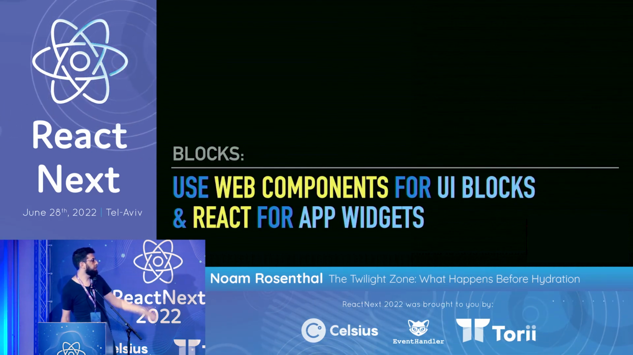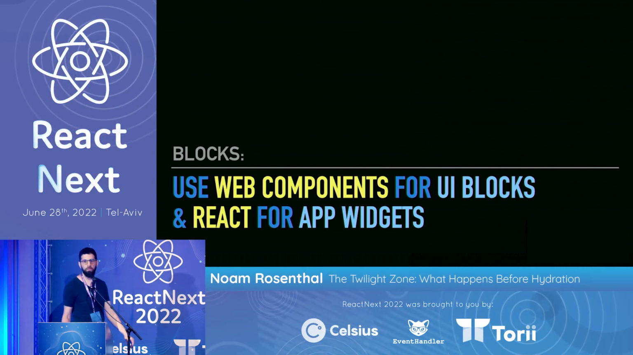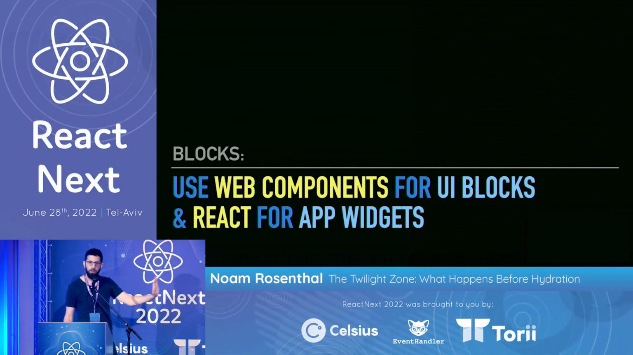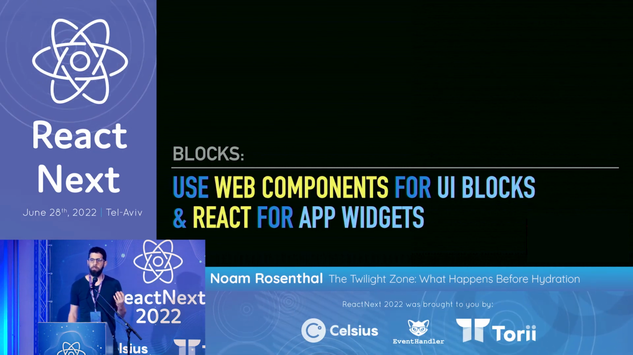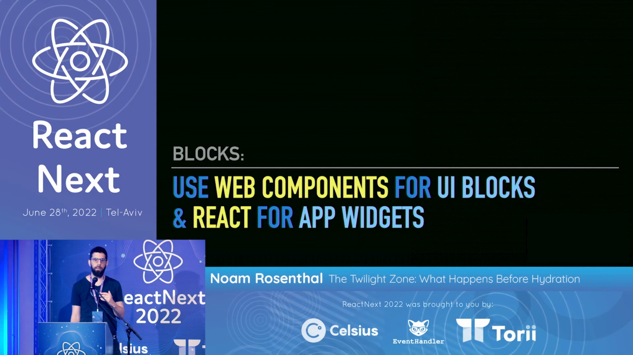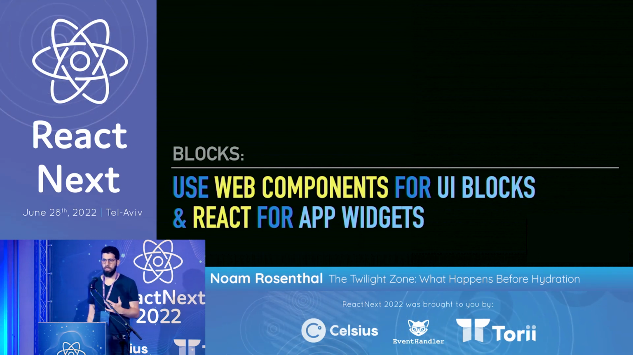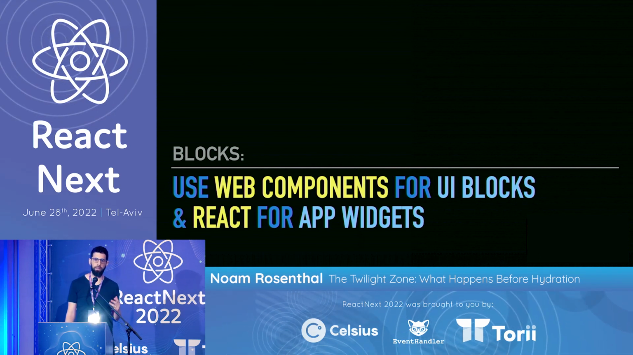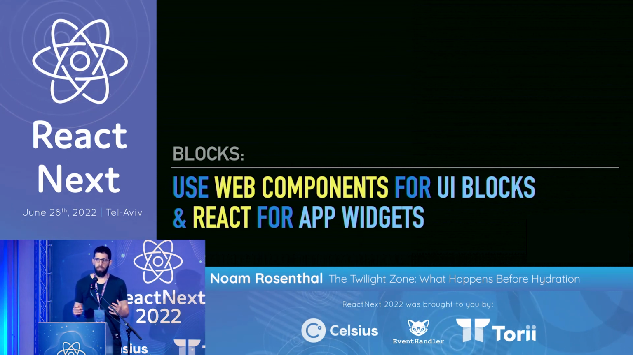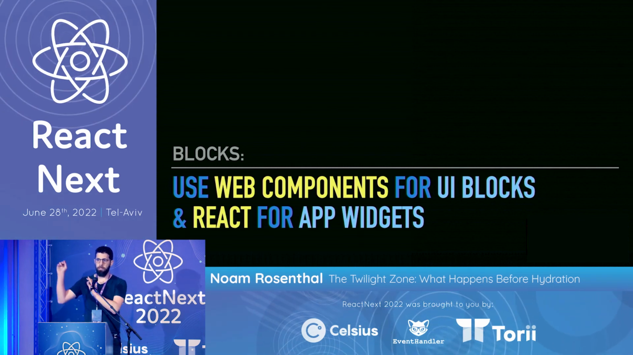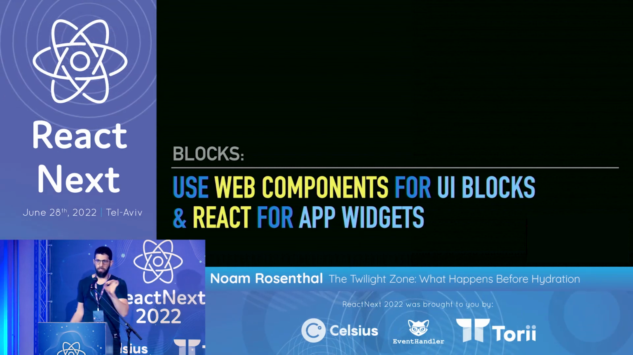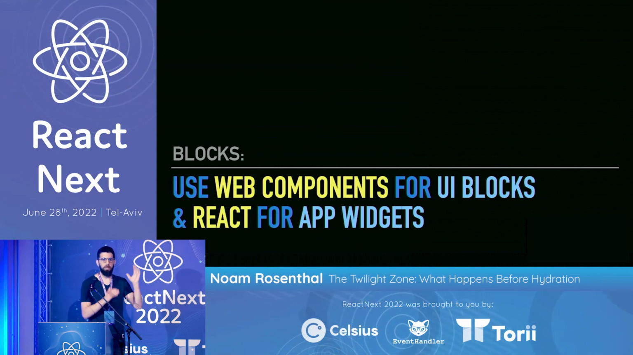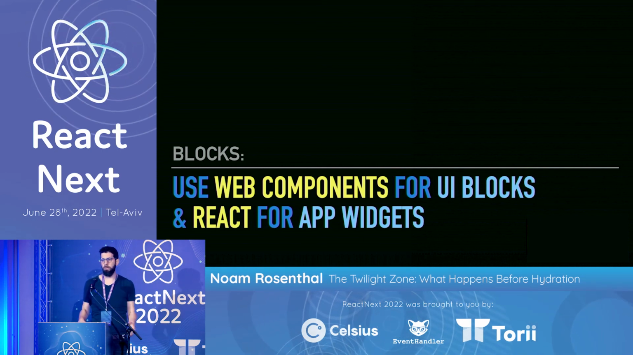So blocks: use web components for your UI blocks and React for app widgets. Also some UI blocks, some app widgets, it's all good. Also the nice thing about it is that you lose the disadvantages of web components, which is that the shadow DOM is really difficult and has issues. If you use it for the small things and then reuse it in React, you don't have that problem. The shadow DOM is something small, internal in all kinds of places. It's not like you're trying to render your whole app inside some shadow DOM.